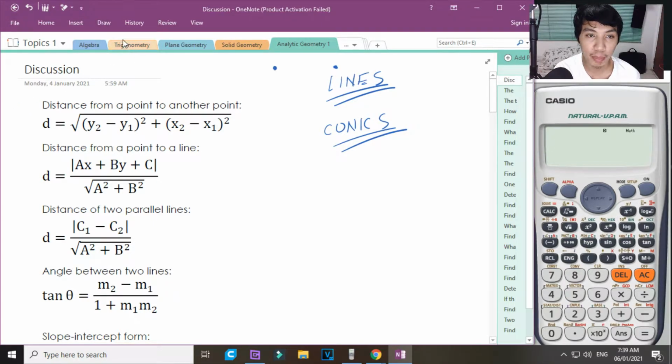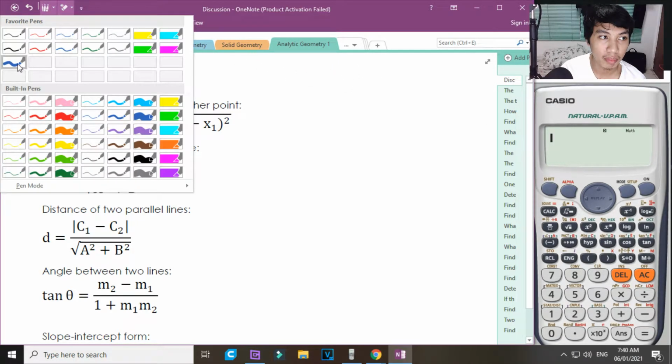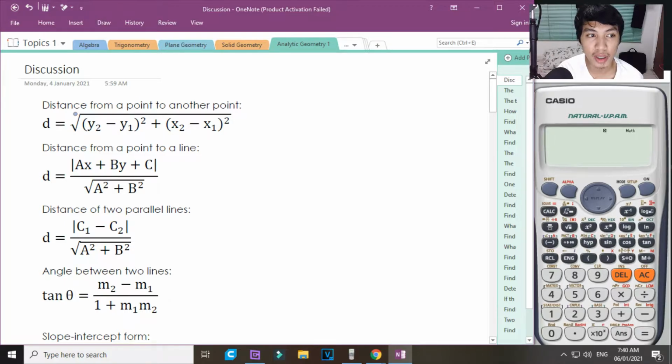Now, ano ba yung mga key points natin para ma-determine natin the length of the line, the distance of a point to a point, distance of a line to a point, yung perpendicular lines, parallel lines. So, let us begin with the distance formula. Distance from a point to another point. So, the distance formula ang tawag dyan.